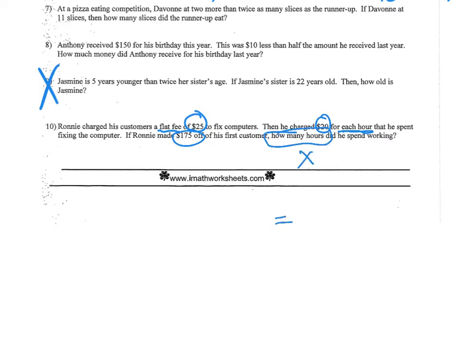Okay, so Ronnie's customer comes in. He's like, hey, I gotta have $25 before I even look at your computer. Okay, and then after that, you owe me $20 for every hour. Do I know how many hours I'm gonna spend working on your computer? Nope. But I'm gonna charge you $20 for every single hour. At the end of the day, Ronnie ends up making $175.